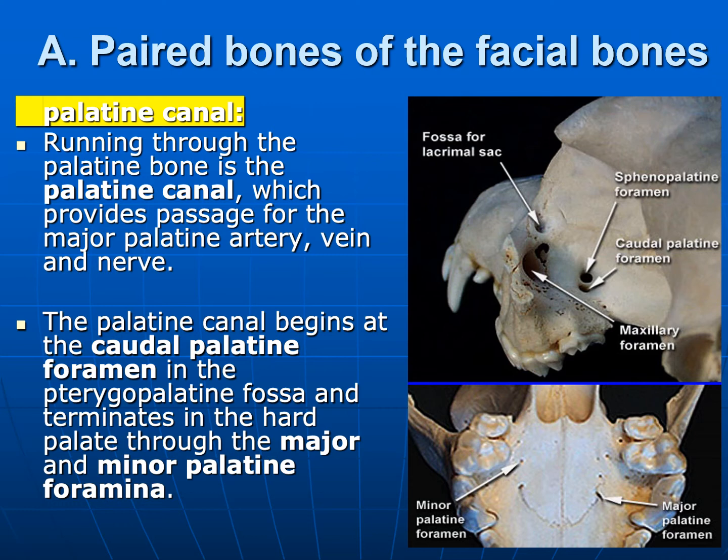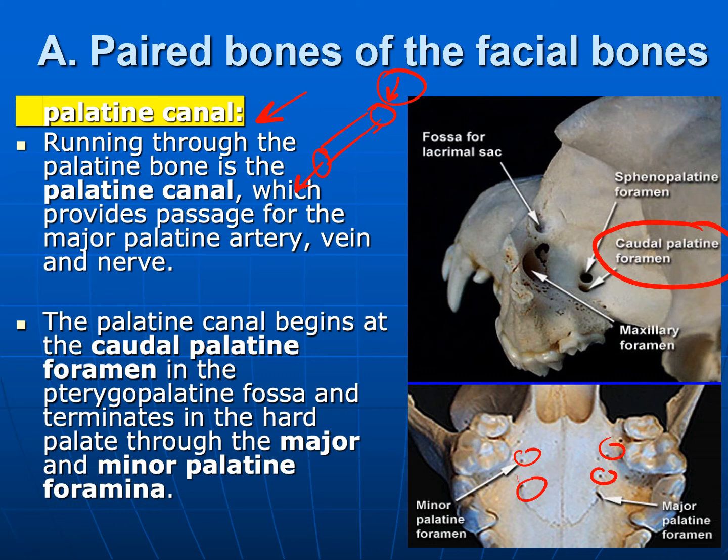In this bone, we have a very important structure, which is the palatine canal. Again, as a canal, it has an area at the beginning and we have the exit area. Usually the entrance area will be the caudal palatine foramen, and the exit will be this opening, which is the minor and major palatine foramina.